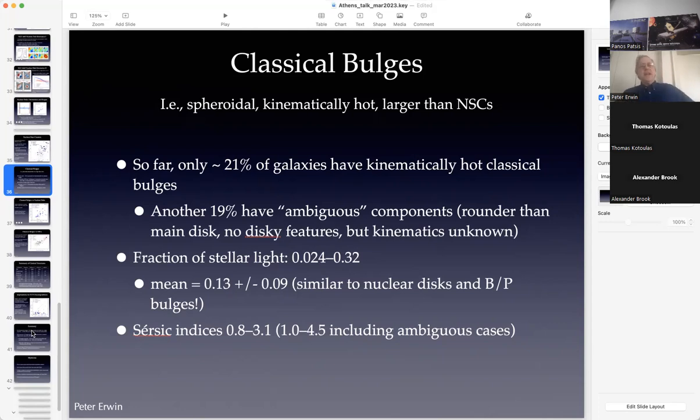Or at all. Anyway, so the fraction of stellar light is between about 2.5% and 30%, with a mean of about 13%. So it's a little larger, but it's similar to the nuclear disk, and it's a little bit less than the BP bulges. And the Sérsic indices range between about 1 and 3, or even 1 and 4.